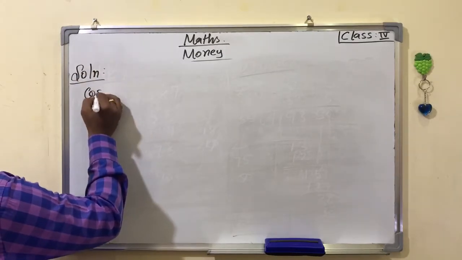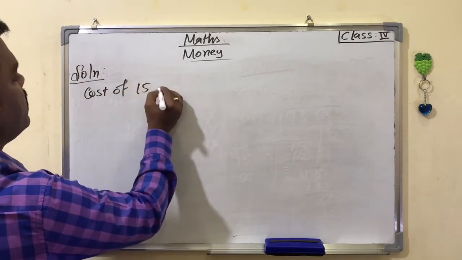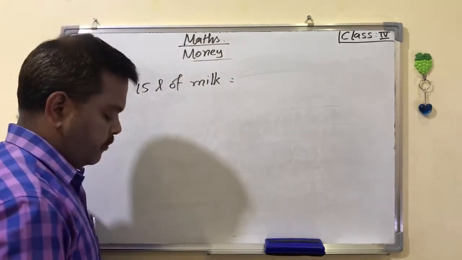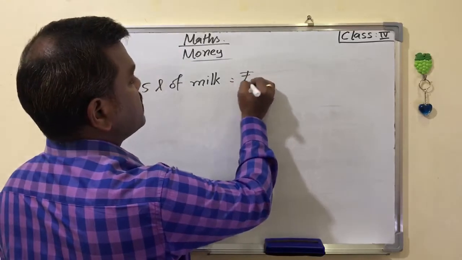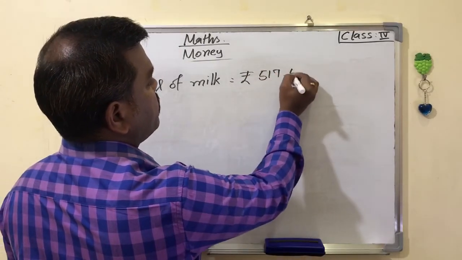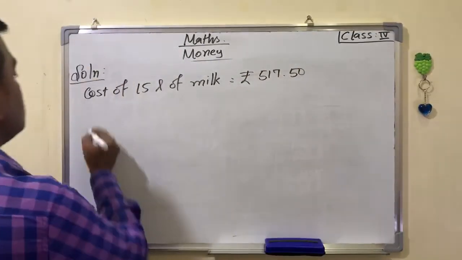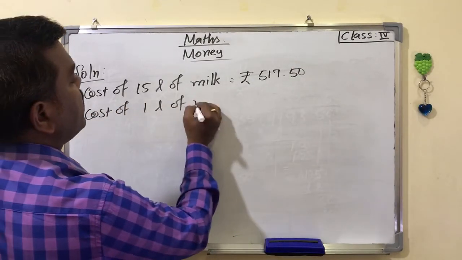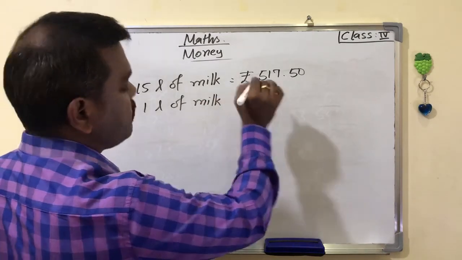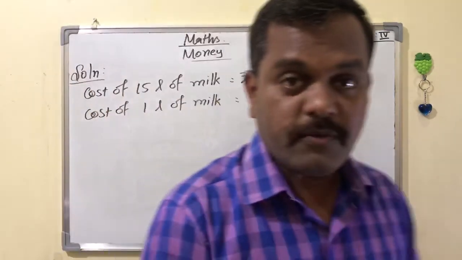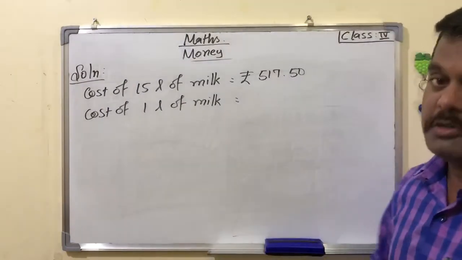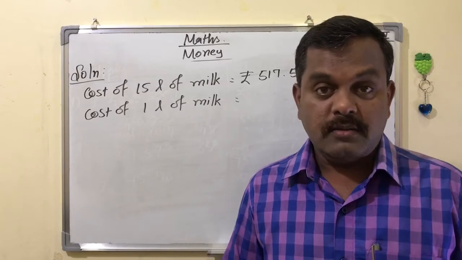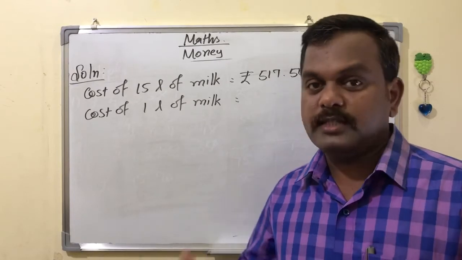Cost of 15 liter of milk is equal to rupees 517.50. Next, our question is cost of 1 liter of milk. Cost of 1 liter of milk, we have to find. This is addition or subtraction or multiplication or division. Okay, altogether means we can add. Okay, what is the difference between means we can subtract.